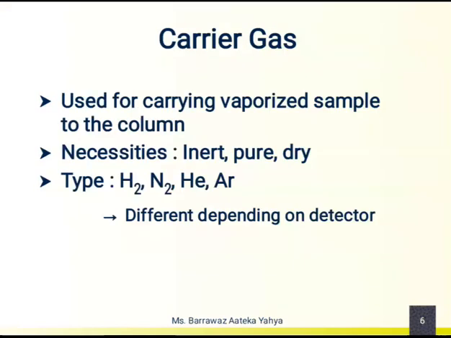Then carrier gas. Carrier gas is a mobile phase, a gas whose property should be inert in nature, pure and dry in form, and economic in nature. It should be in a vaporized form, and it helps our sample to carry through the column to the detector. The most widely used carrier gases for gas chromatography are hydrogen, nitrogen, helium, and argon. They have different suitability for different columns and different detectors. Based on the detector and column, we have to choose a suitable carrier gas for our system.